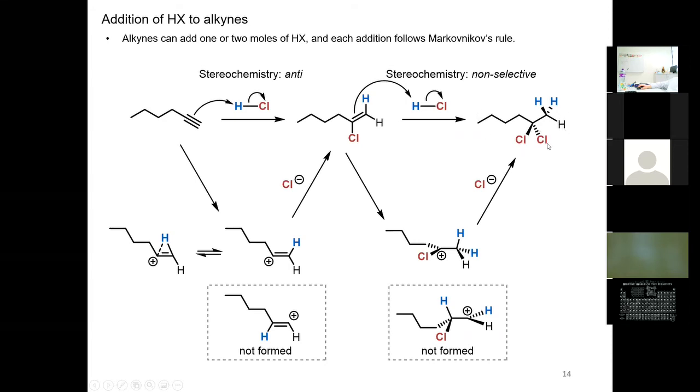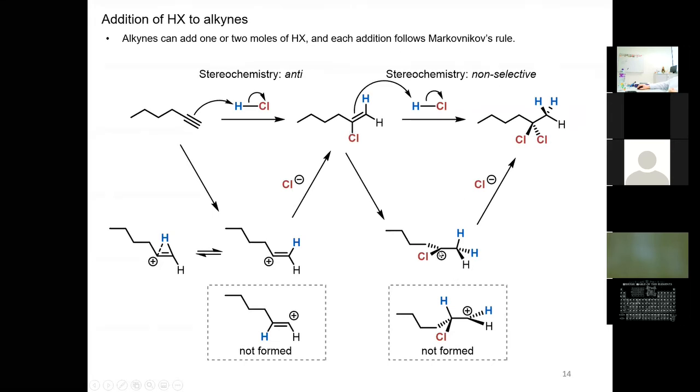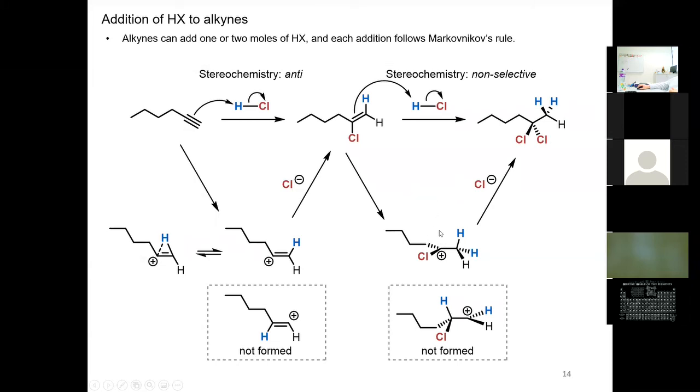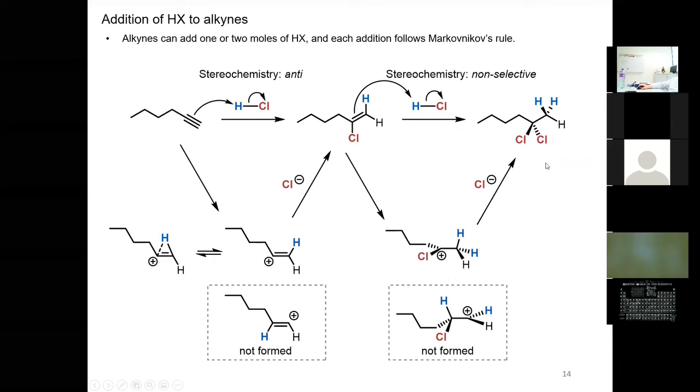What is this called? This is a geminal dichloride. For the regioselectivity, both addition steps follow Markovnikov's rule. For the stereochemistry, the first step may go through the pi complex, so it's usually anti. For the second step, because it generates an alkyl carbocation with both faces open, the chloride can attack from the top face or from the bottom face. So the second step is non-selective stereochemically.